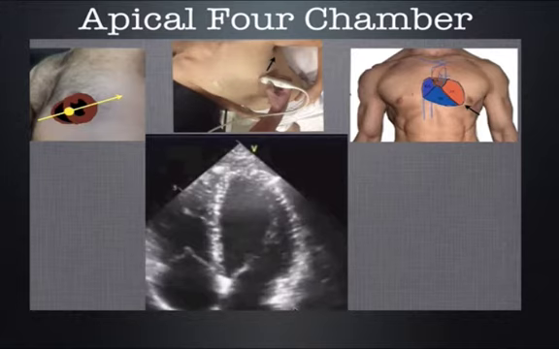Next view I like to use is the apical 4-chamber view, and this is how you obtain the 4-chamber view. The probe is placed just below the left nipple with the indicator pointing somewhere between the bed and the patient's left axilla. If you look at it from this angle, you'll see the sound beam intersects the ventricles this orientation, so you get a nice view of the right ventricle and the left ventricle. This would be the right atrium, and this is the left atrium. This would be the mitral valve here, and here's the tricuspid valve.